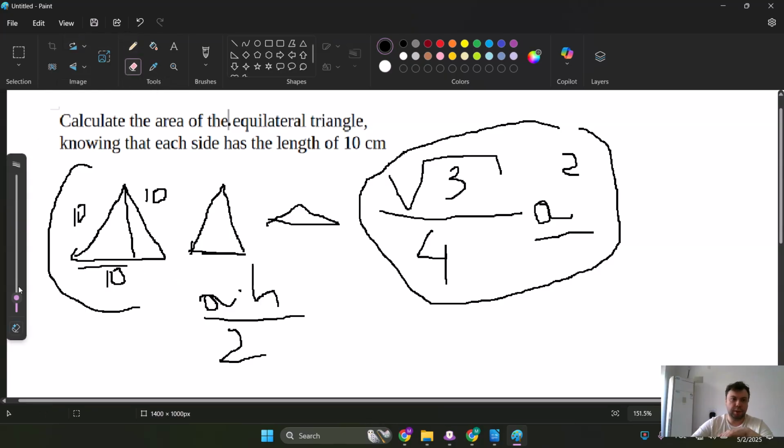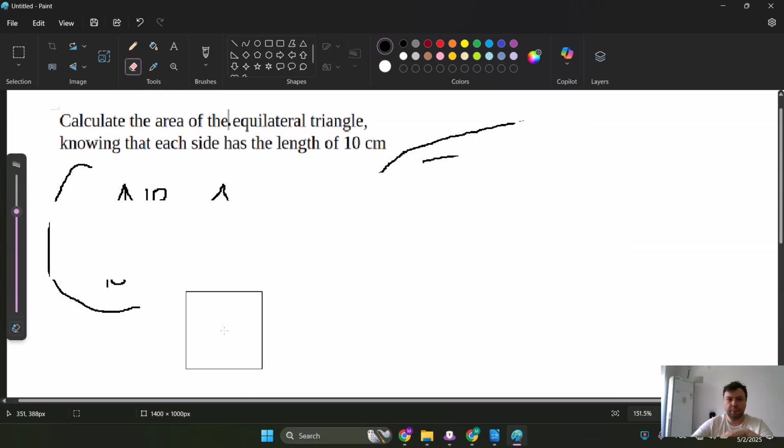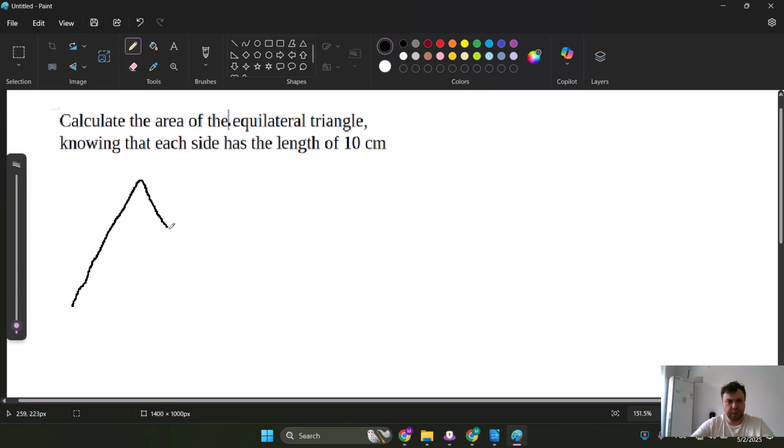First of all, we need to calculate the height, because we don't know the height. So how can we do it? We can use the Pythagorean theorem, and I'm going to show you in a moment. Okay, so let's draw this triangle one more time so we can see everything clearly.